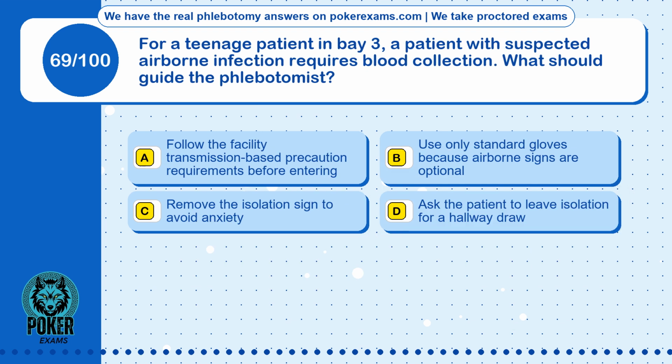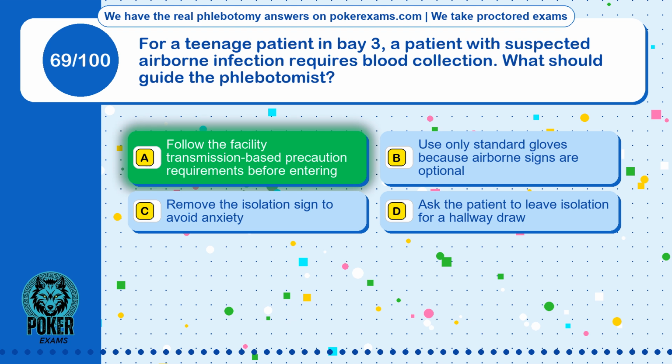Question 69. For a teenage patient in Bay 3, a patient with suspected airborne infection requires blood collection. What should guide the phlebotomist? Option A, follow the facility transmission-based precaution requirements before entering. Option B, use only standard gloves because airborne signs are optional. Option C, remove the isolation sign to avoid anxiety. Option D, ask the patient to leave isolation for a hallway draw.